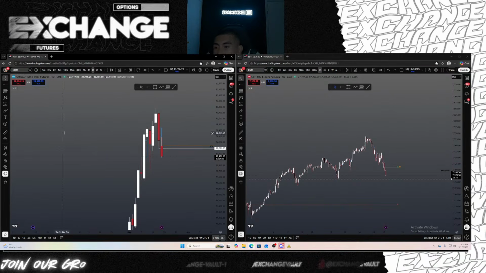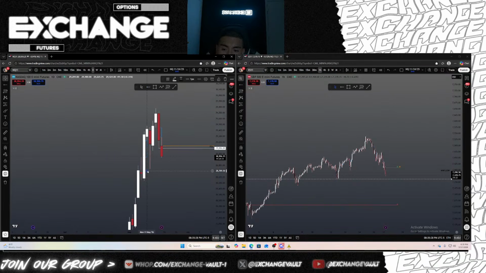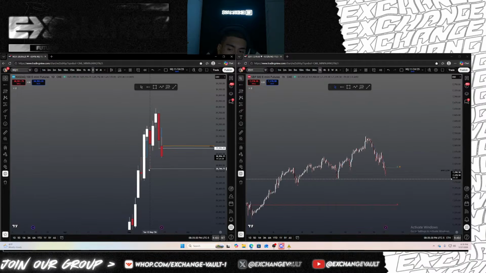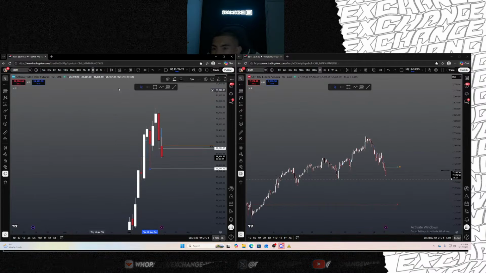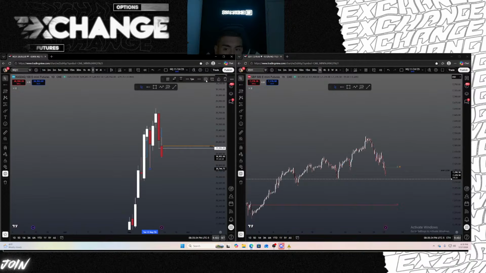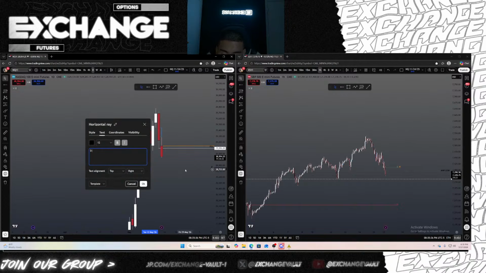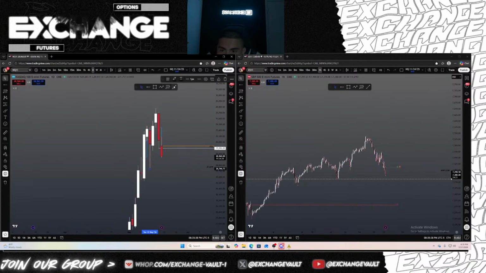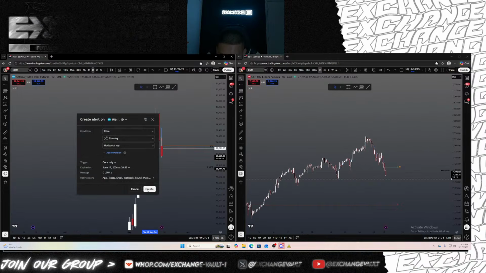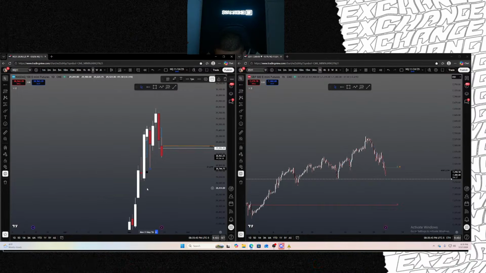The way I identify my TPs and my stop losses is simply identifying highs and lows, and I follow market structure and price action. Keep it very, very simple. You don't have to overthink anything. So for me, I'll just put D as my daily low, and I'll mark this up right here. And I'll just set an alert.